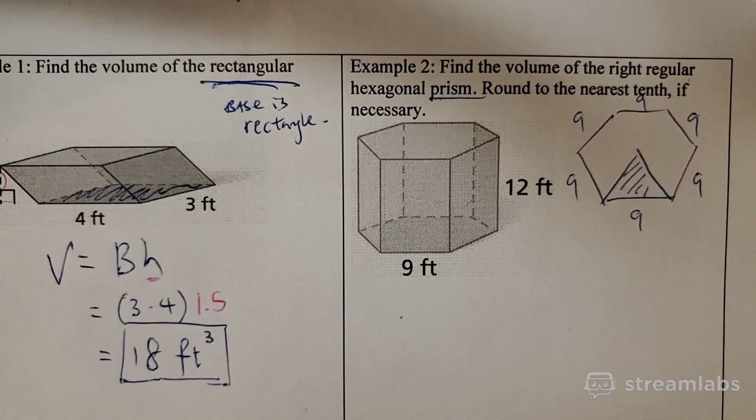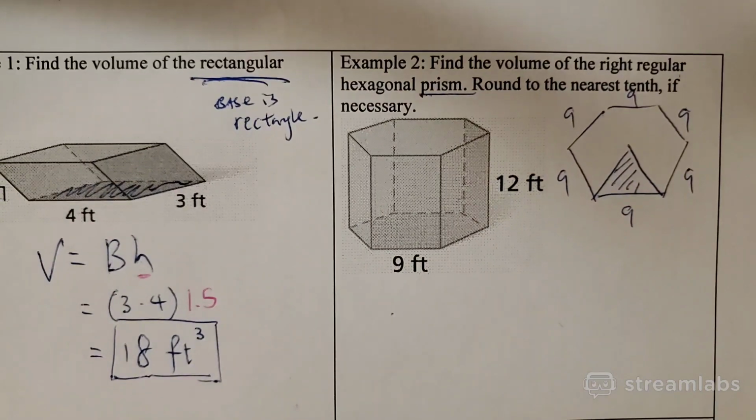So Thomas got 1296. What do you guys think? What is it? So let's take a look. Okay, let's take a look.